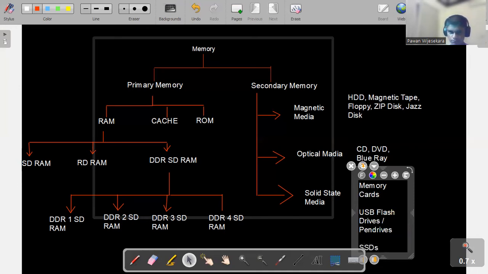Solid state drives. What are the types of solid state drives? M.2, NVMe, SATA SSD. Those are the solid state drives. Types of solid state drives.